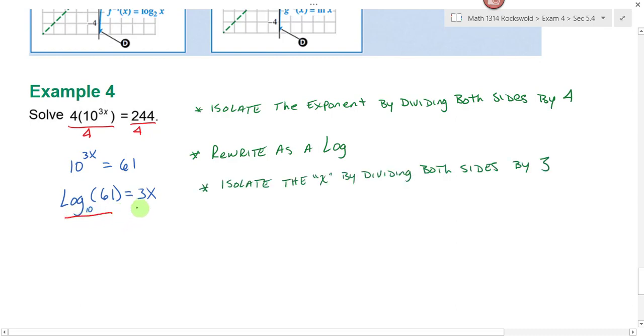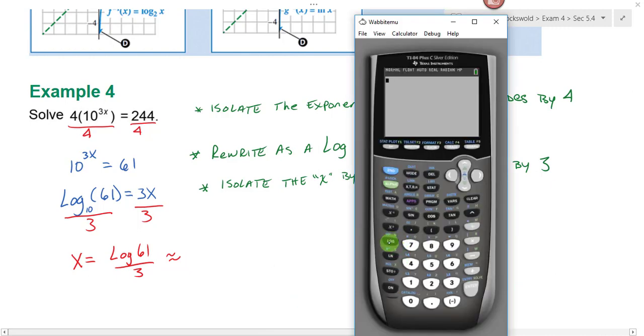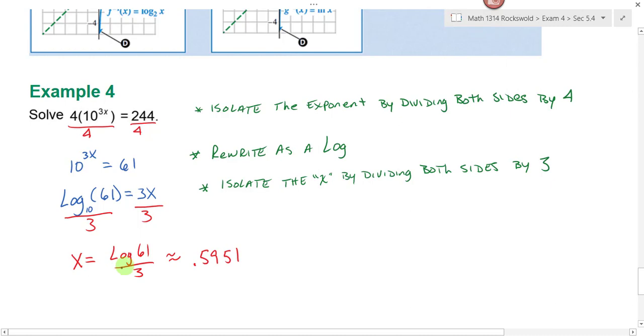Next, I want to isolate the variable by dividing both sides by 3. And when I do that, that gives me x is equal to log 61 divided by 3. I don't need to write the base of 10 here. Now I can use my calculator to get a decimal approximation for this. So on my calculator, I'm going to get log 61, close the parentheses for the argument, and then divide that by 3. Rounding this to 4 decimal places, I get 0.5951. If I ask you for the exact answer, this is the one that I want. If I ask for a decimal approximation, this is the answer that I want.